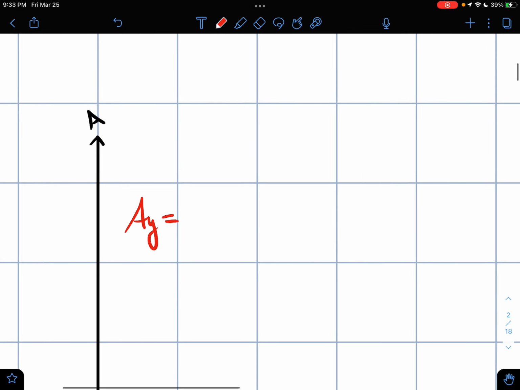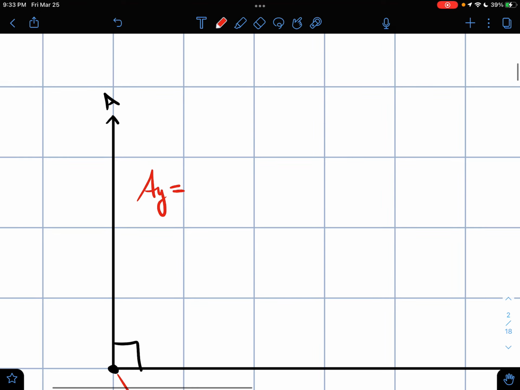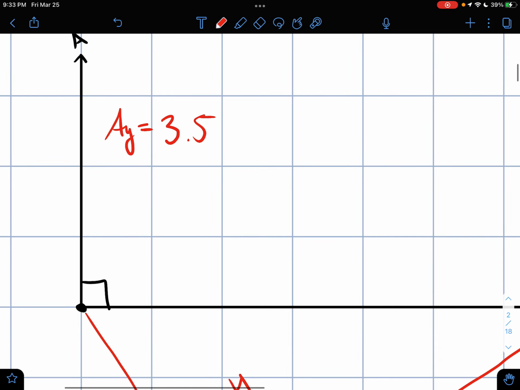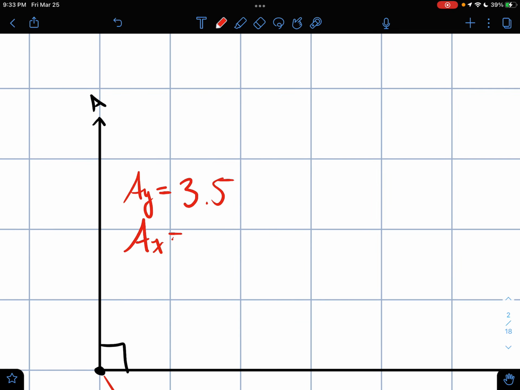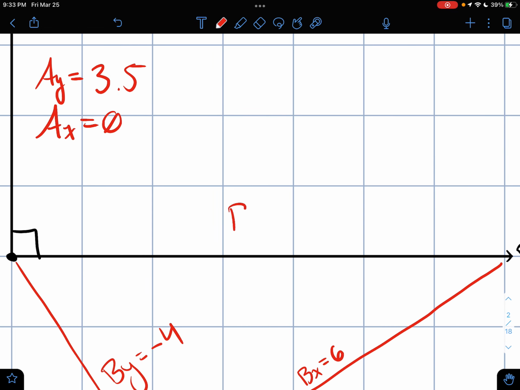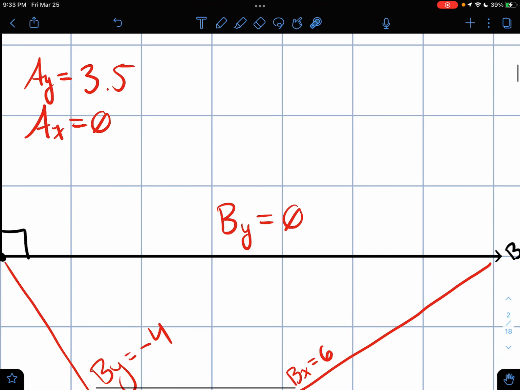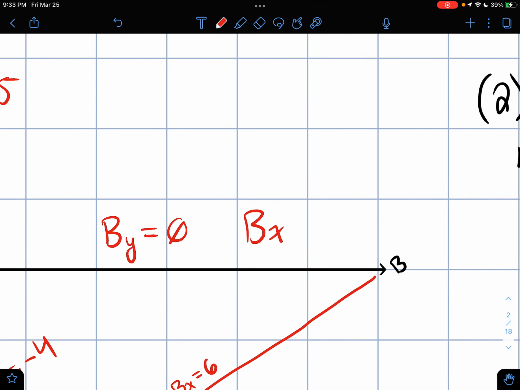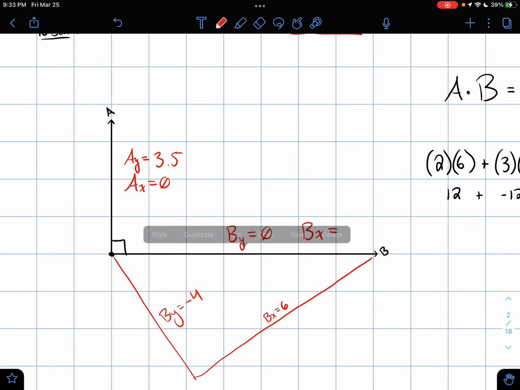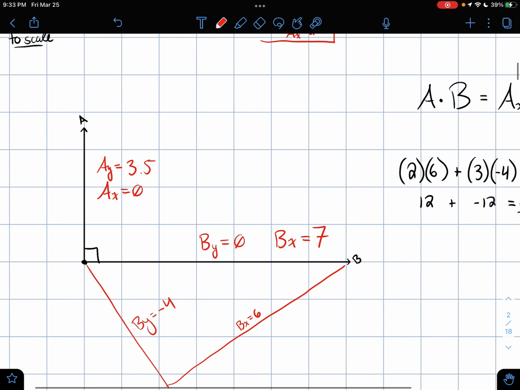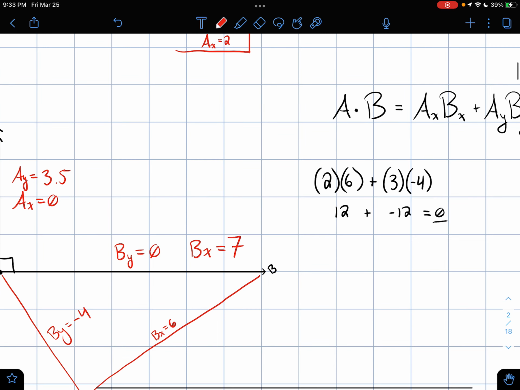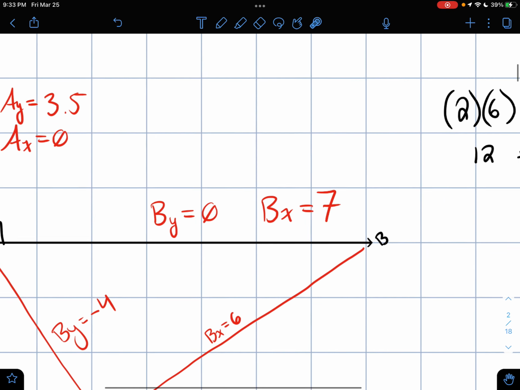So if I now look at it like this, AX BX times AY BY, my AY equals the magnitude of this, which is going to be 1, 2, 3.5. And my AX equals 0, because we're not going in the X direction. Now my BY equals 0, because we're not going in the Y direction. And my BX equals 1, 2, 3, 4, 5, 6, 7. I can calculate actual magnitudes based off of the squares I counted before, but I'm not going to do that.